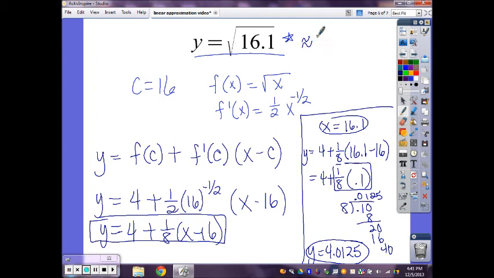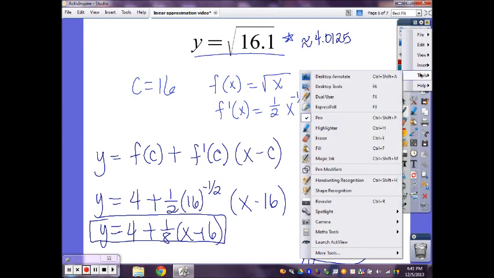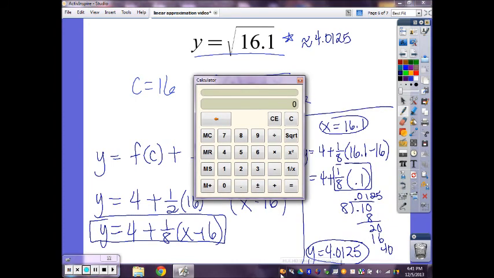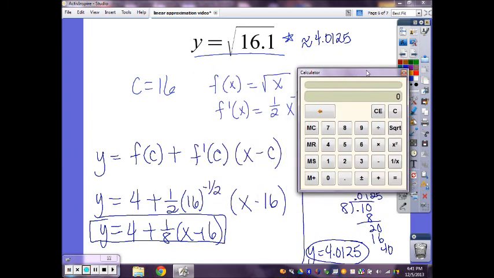We're saying it's approximately 4.0125. And let's test to see how close we were. So if we actually test it in a calculator, which is basically using the same method as us, it's just a little bit more accurate. Let's see, 16.1 square root would be 4.0124. And if you round it up, it's exactly the same as our estimation. So it works really, really well.